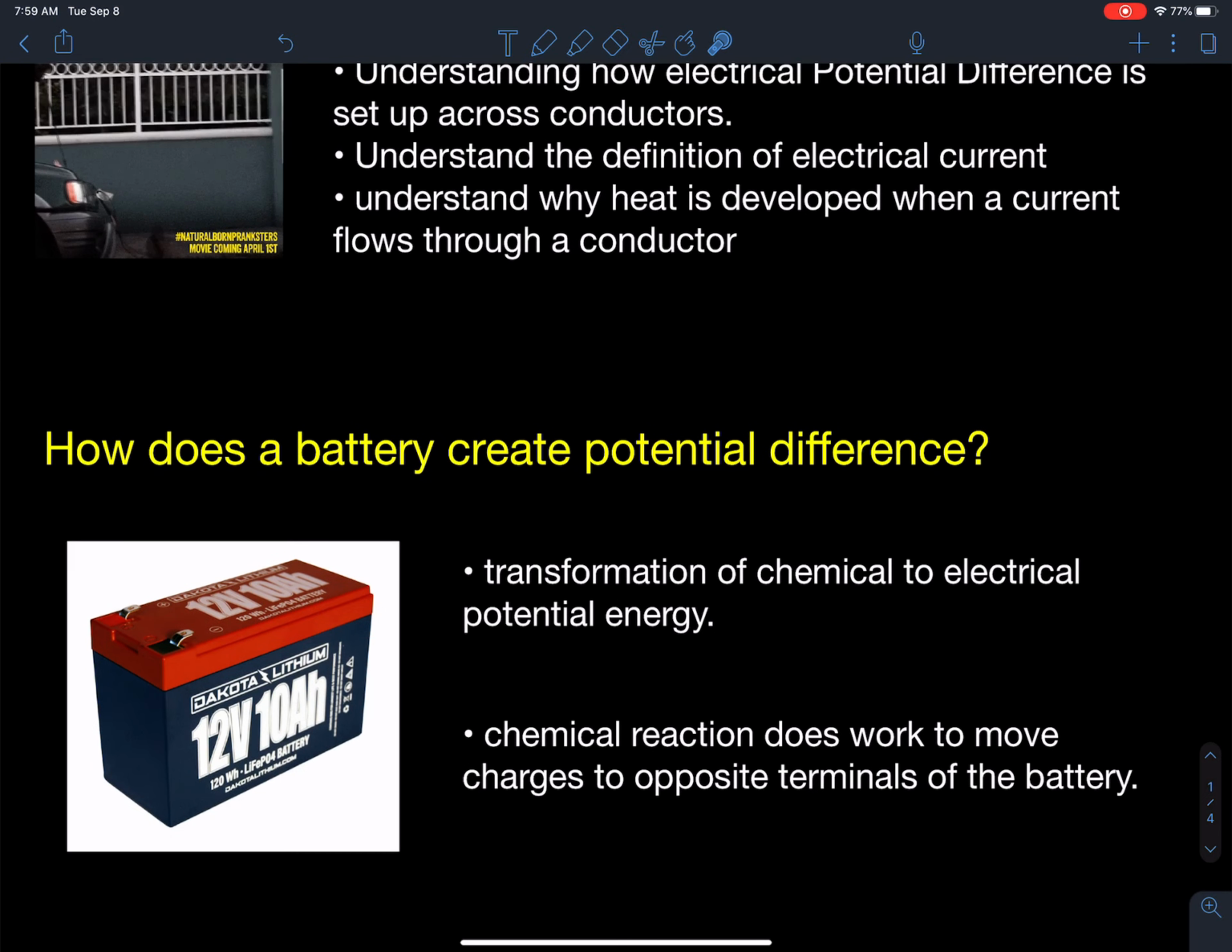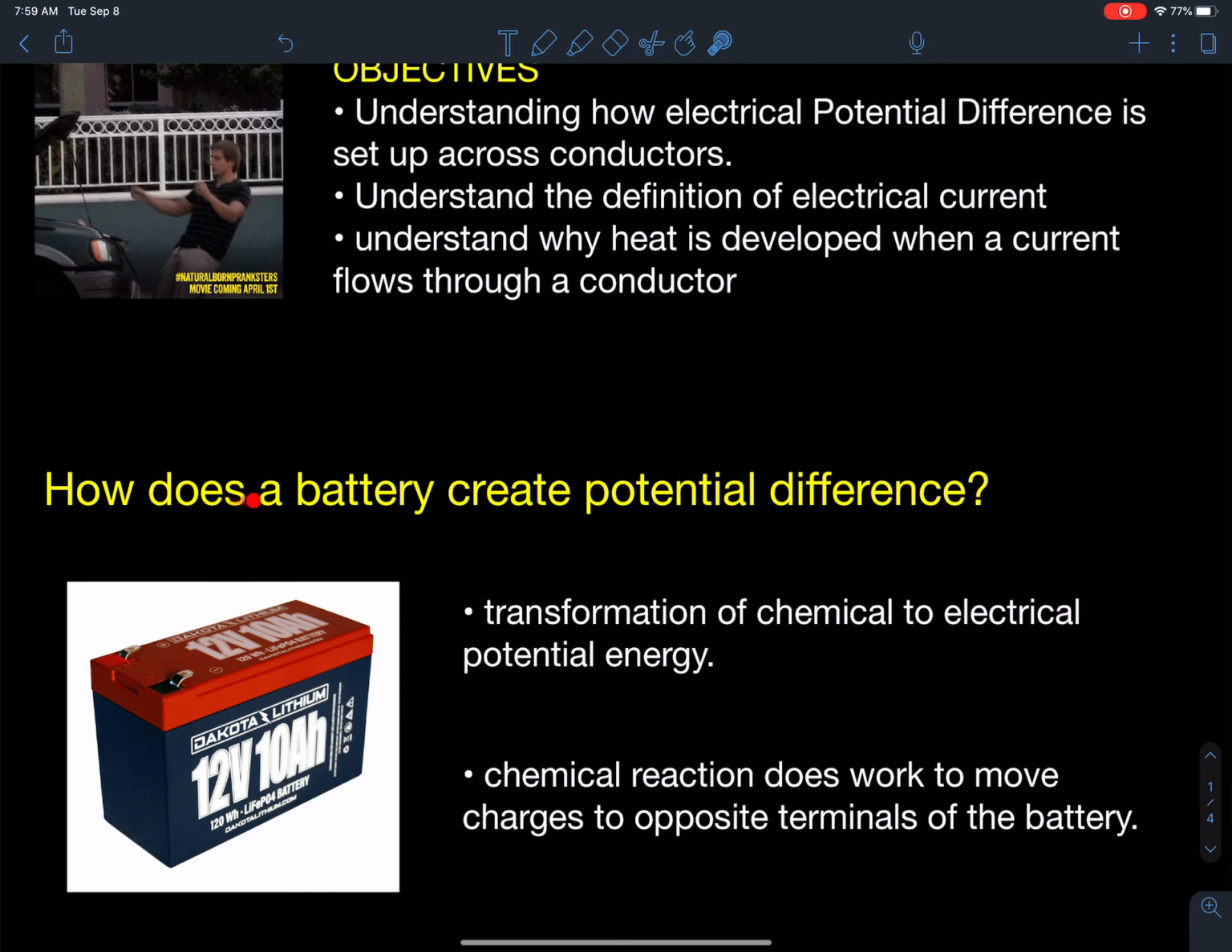First of all, in order to understand that, we need to figure out how a battery creates potential difference. Up to now, we've been charging metals with electrons or taking electrons away and then creating electric fields by creating charged objects. It'd be very strange if I had to rub fur on plastic to charge my car every morning and then get it going. So what we have are chemical batteries that store electrical potential energy.